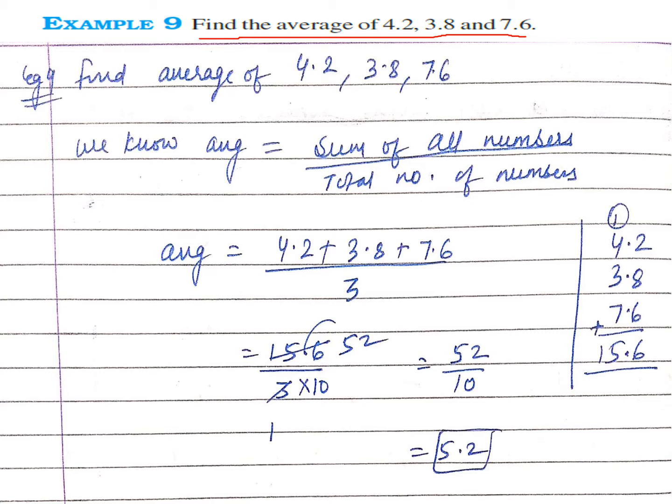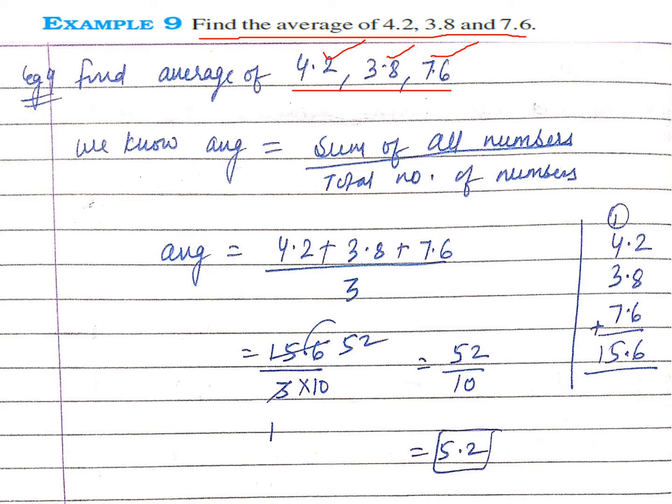Suppose in a class there are 30 students. You add marks of all of them and divide by 30. What will you get? Average of the class. Similarly, in this question we have 3 values. The special thing is these 3 are decimal numbers.